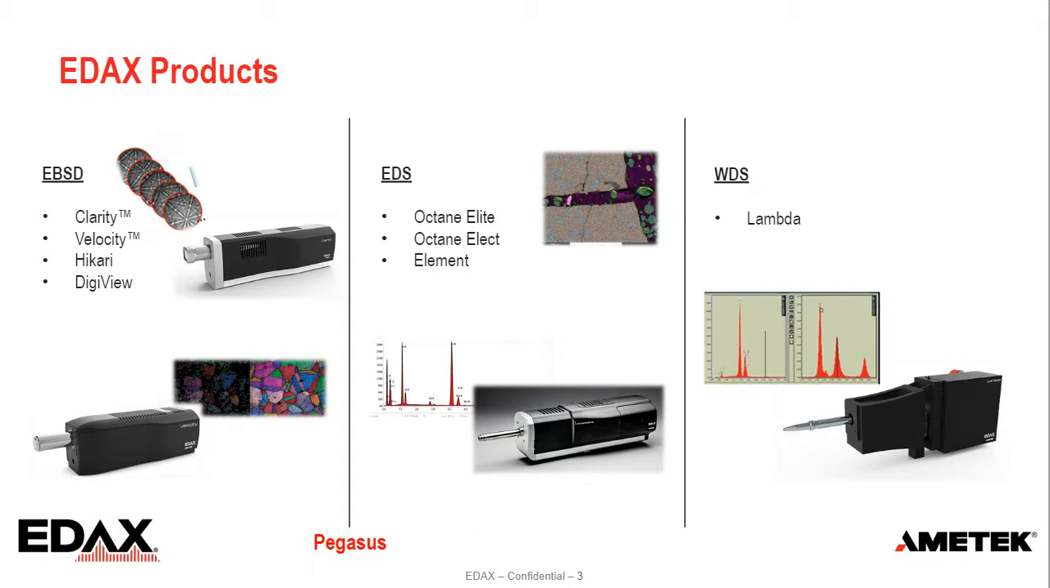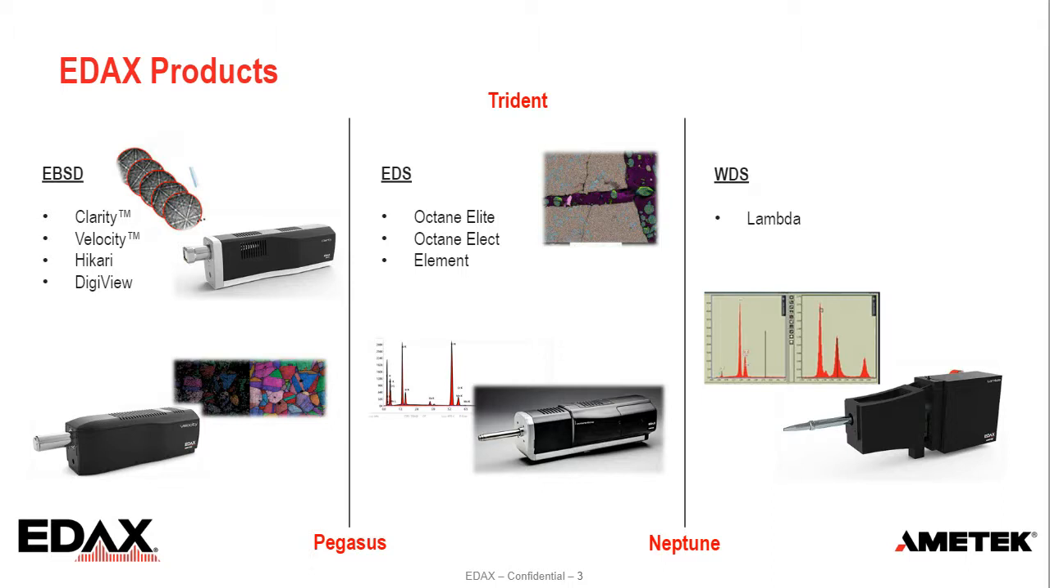The system is called Pegasus if an EBSD and EDS system is used in combination. By so-called Neptune, an EDS and WDS are working together. If the detectors are used in combination, then the system is called Trident.